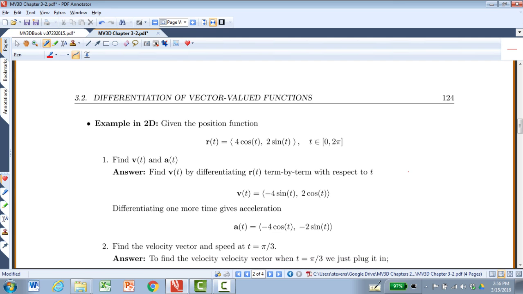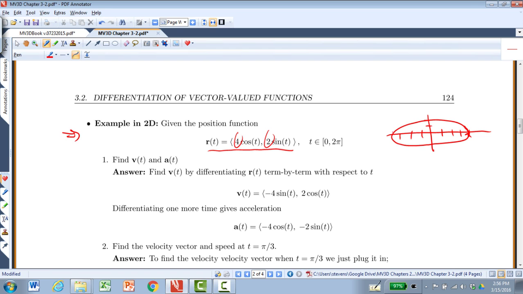So the first thing I'm going to talk about is an example in 2D, this position function. Right? And what that looks like is an ellipse with x radius 4, y radius 2. So you go 1, 2, 3, 4, 1, 2. And as t goes from 0 to 2 pi, this ellipse gets sketched out like this. Right?